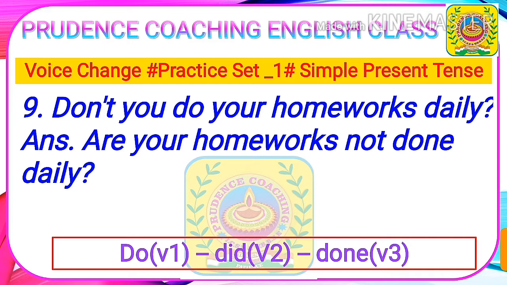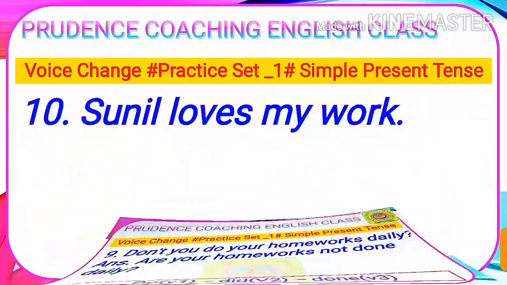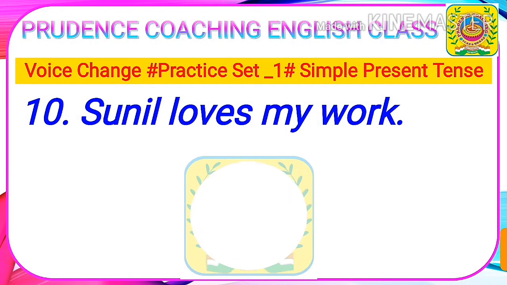The V3 form of the given verb do will be done, so we will write done here, and we need to end with our adverb, that is daily. After that we will put a question mark, because it is an interrogative sentence. So our final sentence in passive voice will be, are your homeworks not done daily? Let us move to the next one. Sunil loves my work. Start.